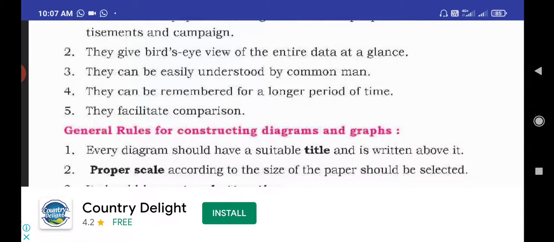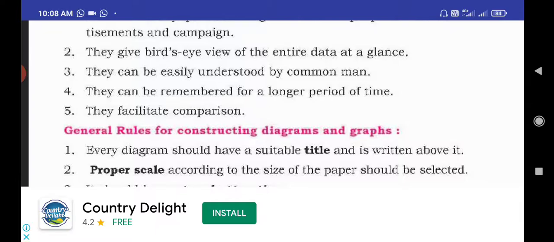Next one, they can be easily understood by a common man. We already know about that. When we convert statistical data into graphs, it is very easy to understand because graphs are in a diagrammatic manner. The diagrammatic manner is very attractive and very easy to understand.